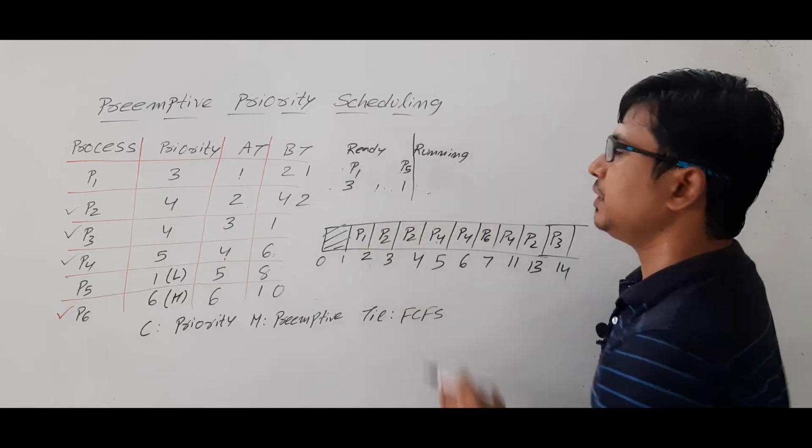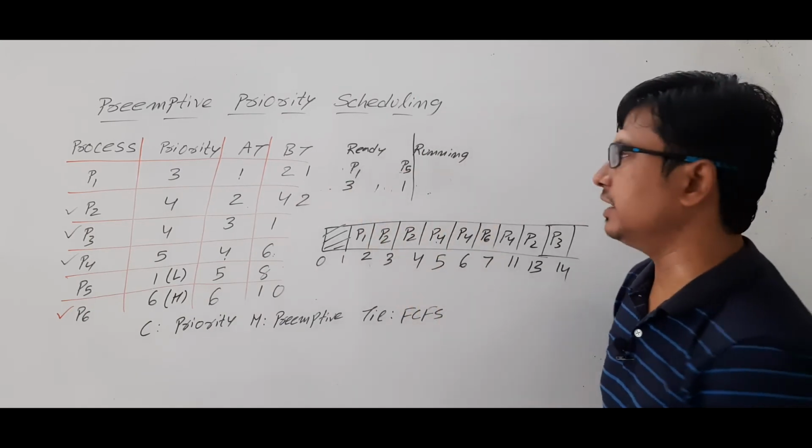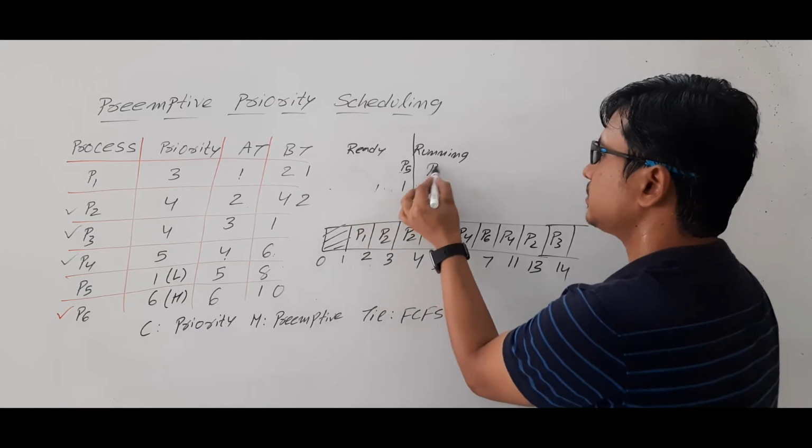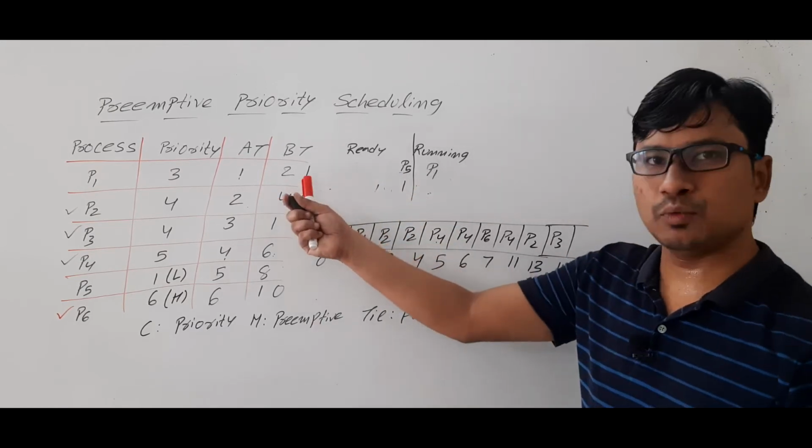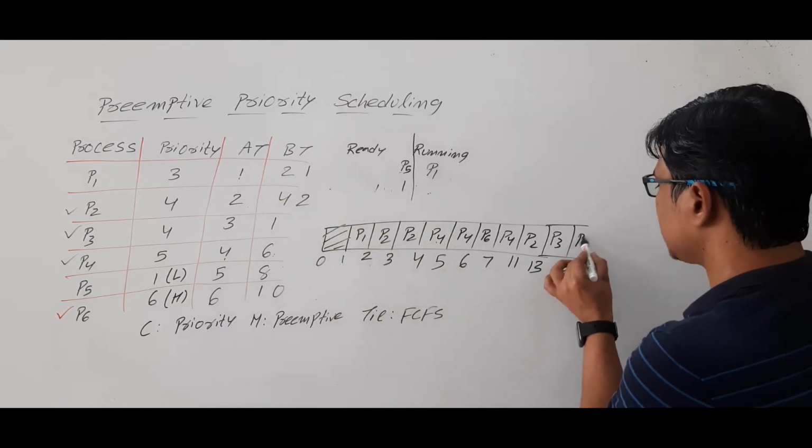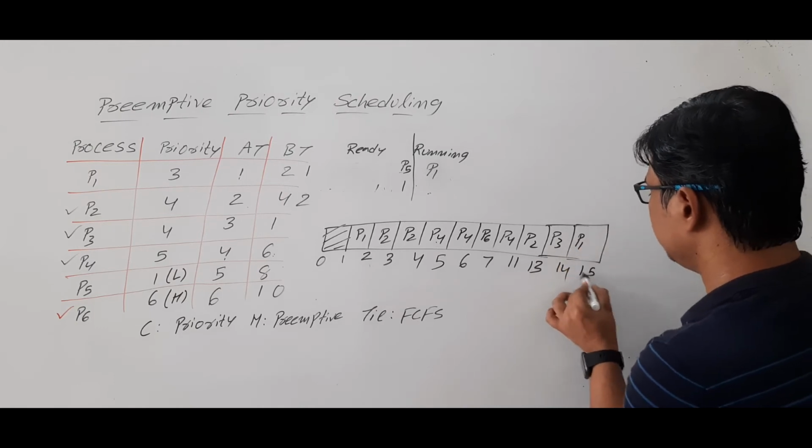So among P1 and P5, which has the highest priority? P1. So P1 will be dispatched, and it needs the remaining 1 unit of time. It will complete its task at 15 units of time.